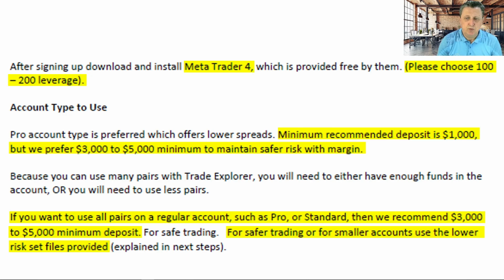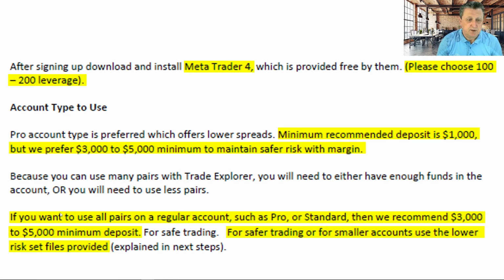Account type to use. Again, this is very important because it comes down to the risk factors, and they're talking about pro account types. They say the minimum recommended deposit is $1,000, but preferred 3,000 to 5,000 to maintain safe risk with margin. Definitely that is something you have to be very much aware of, and something you can also test when you are setting up your own demo account.